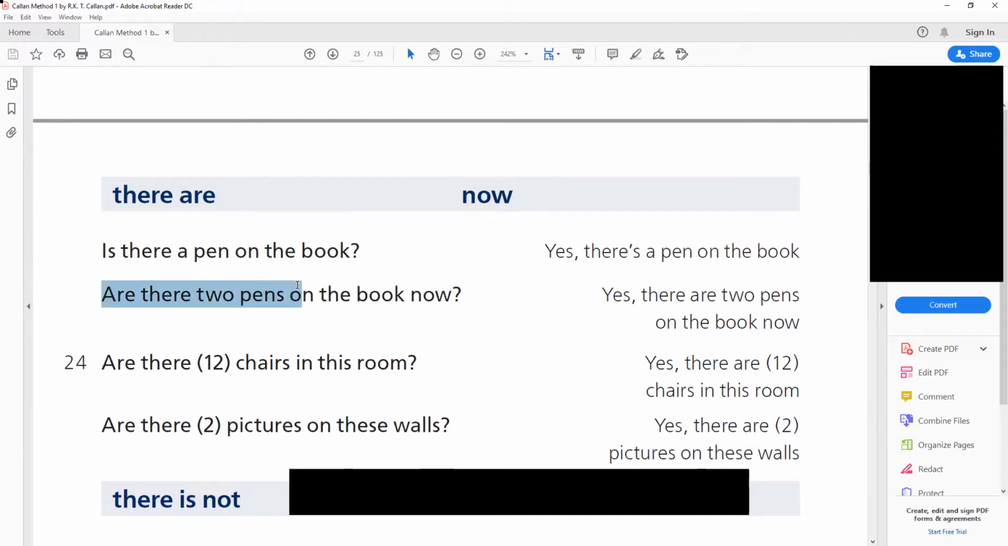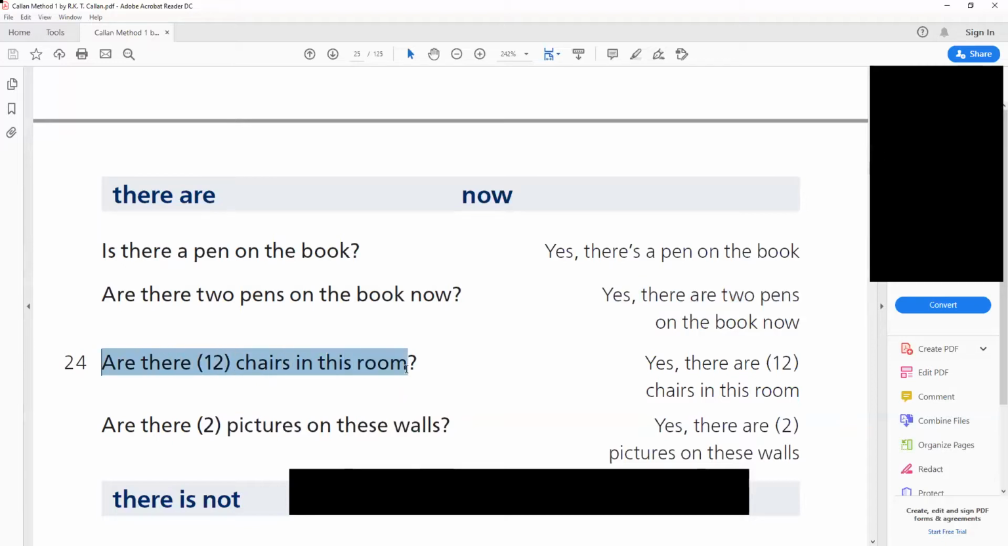Are there two pens on the book now? Carlos, are there two pens on the book now? Yes, there are two pens on the book now. On the book now, okay.